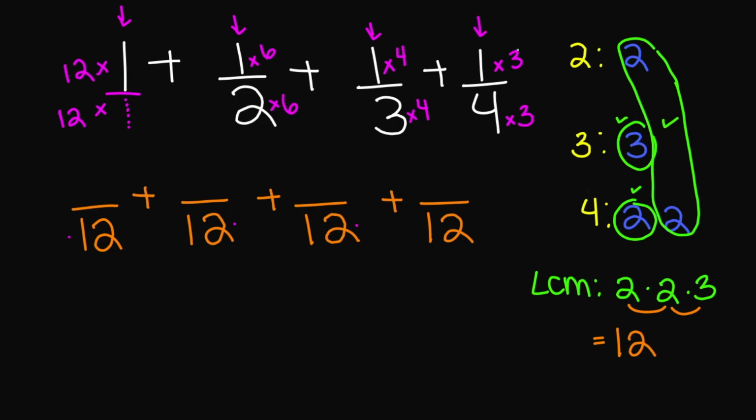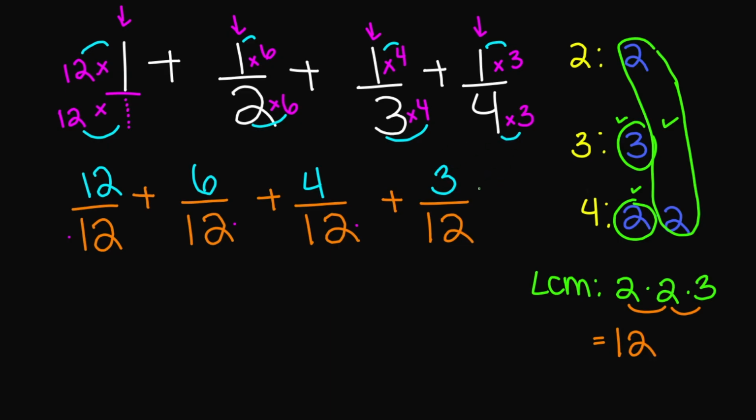So now let's go ahead and multiply. We have 12 times 1, which is 12. 12 times 1 again is 12. Perfect. 1 times 6 is 6, and then 2 times 6 is 12. That's perfect. 1 times 4 is 4, and then 3 times 4 is 12. And then 1 times 3 is 3, and then 4 times 3 is also 12.